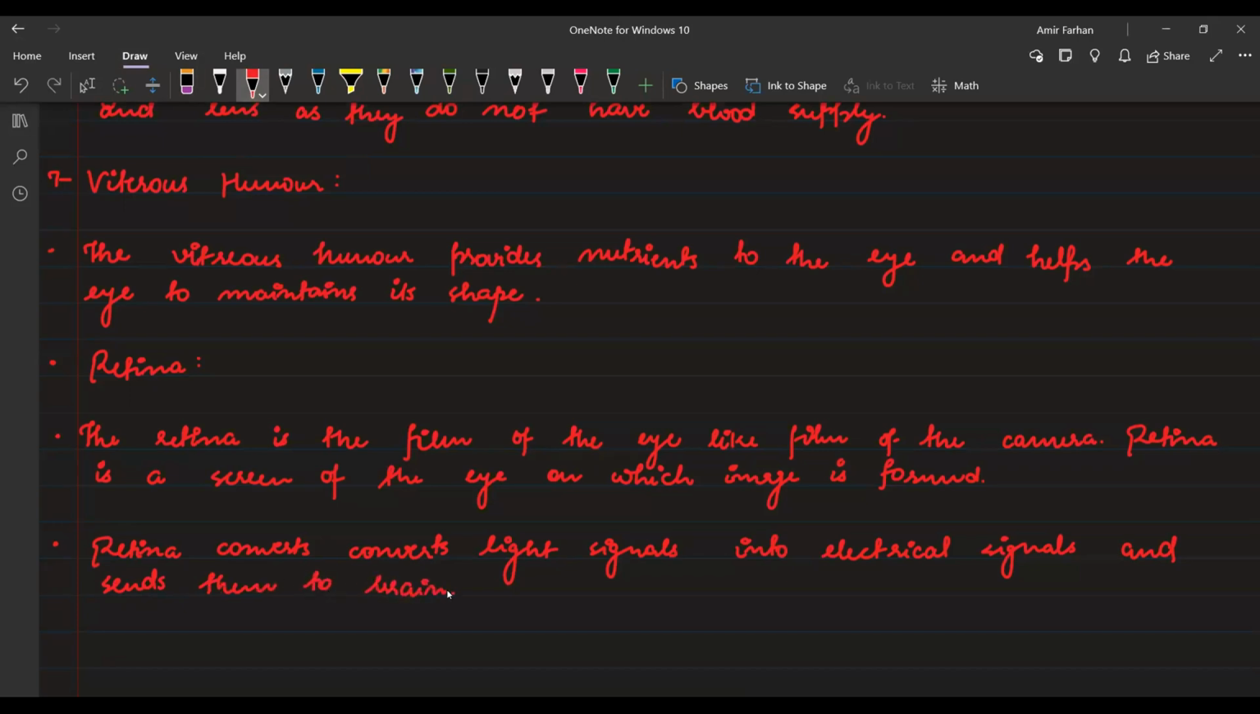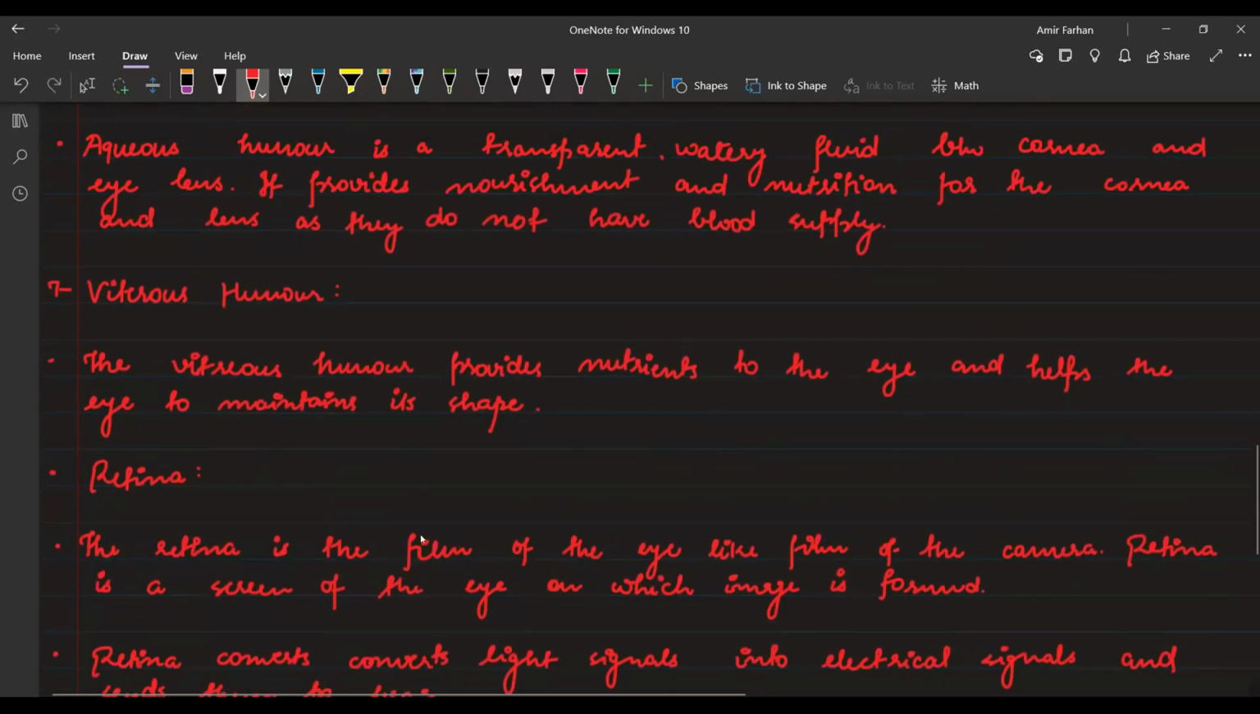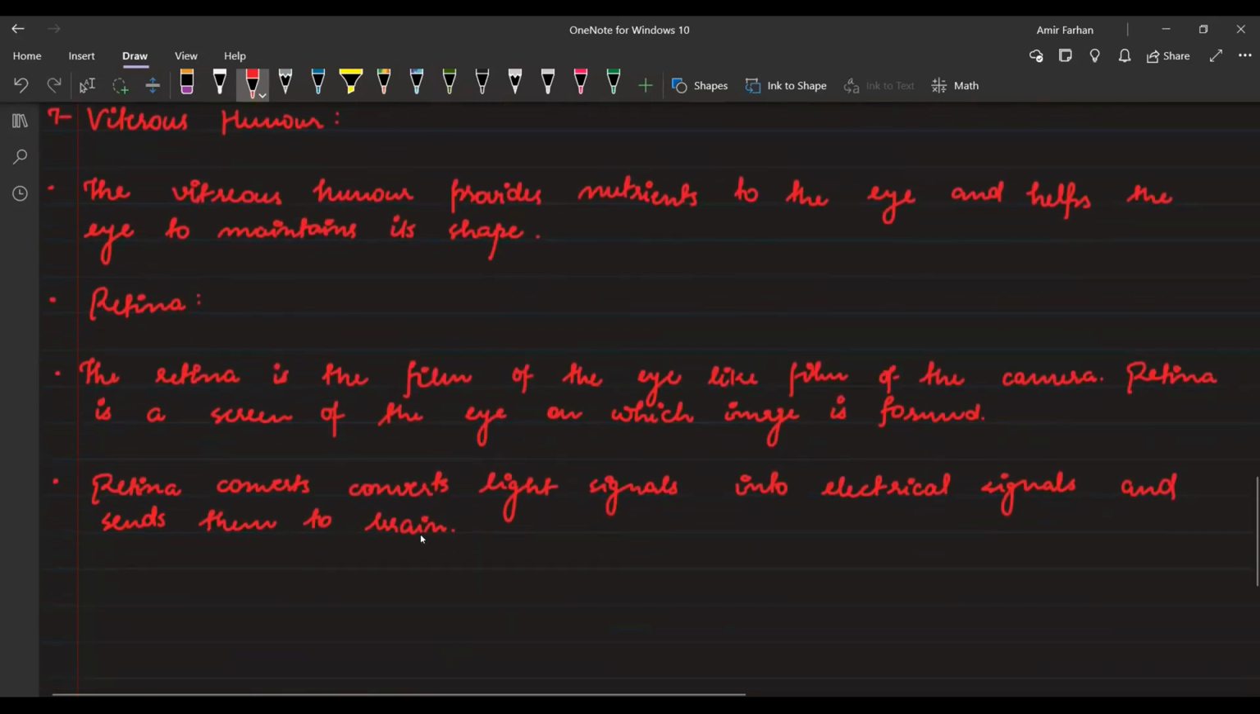Clear, Zainab? Only two points are left for the human eye. That is the optic nerve, and the other one is related to the retina, called rods and cones. We'll discuss that in the next class because I have another class.